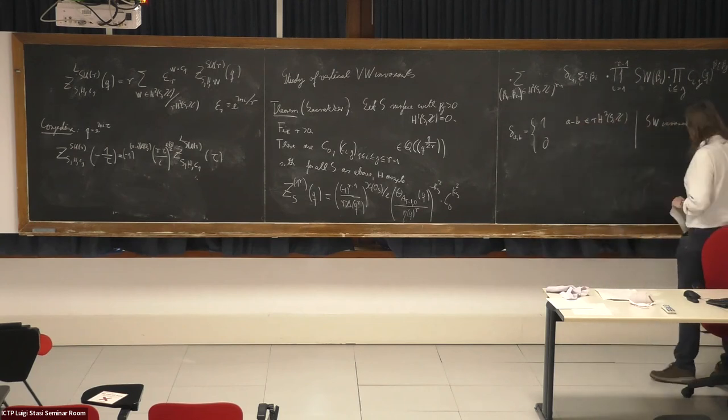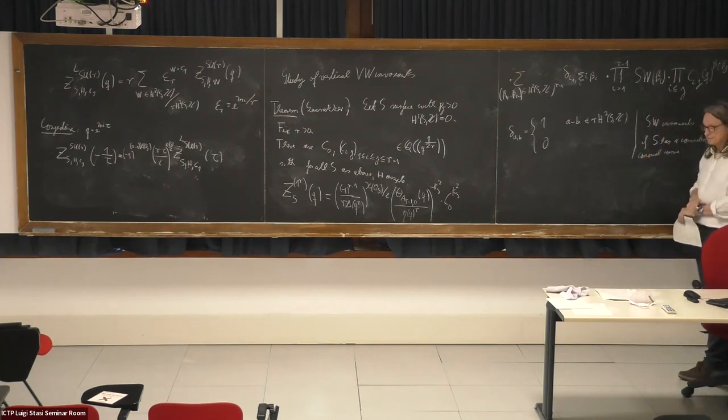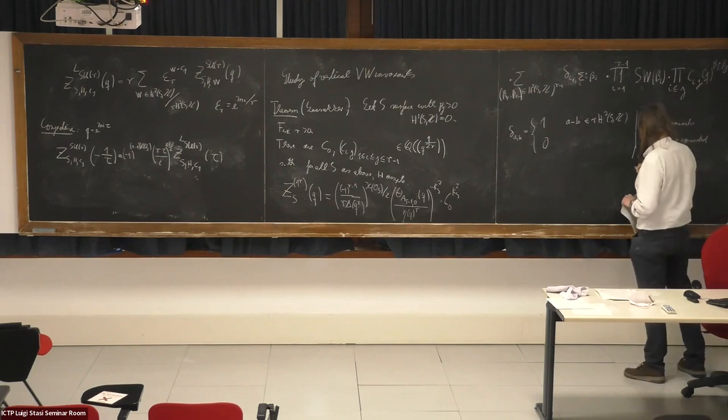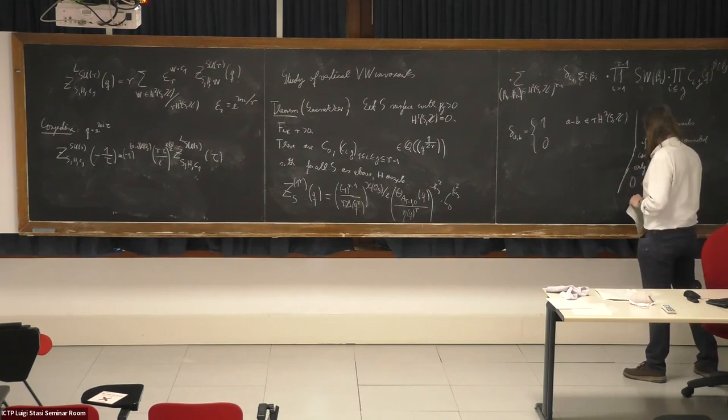And so, if for instance S has a connected canonical curve, then the only classes for which the Vafa-Witten invariants are not zero are what we call Vafa-Witten classes. All other classes are zero.